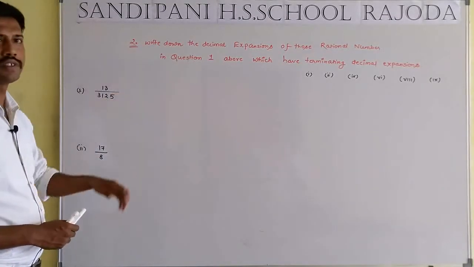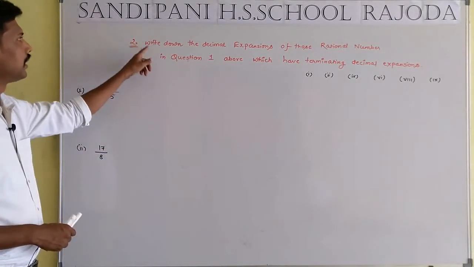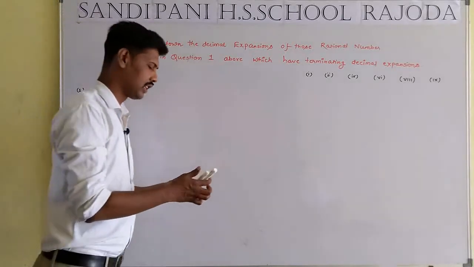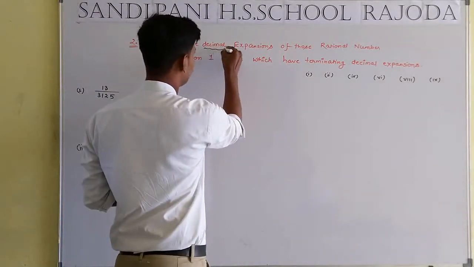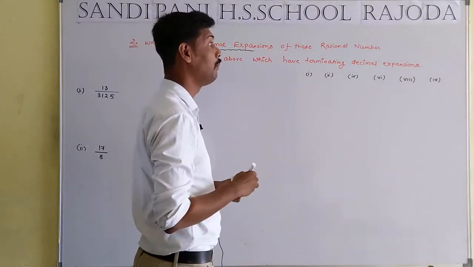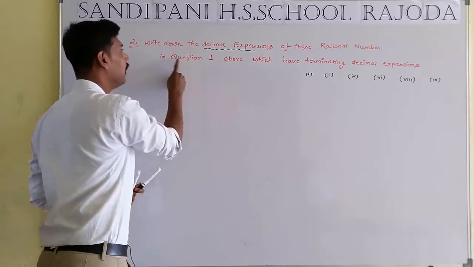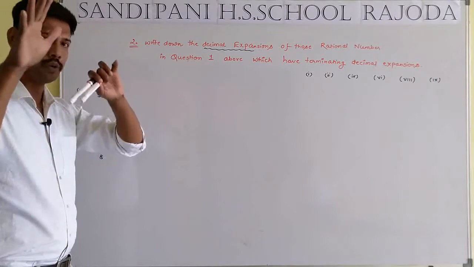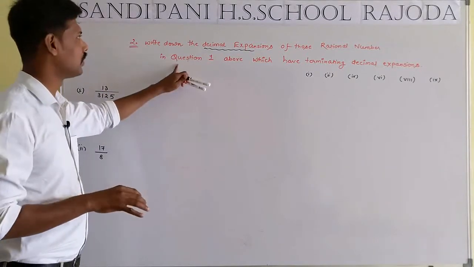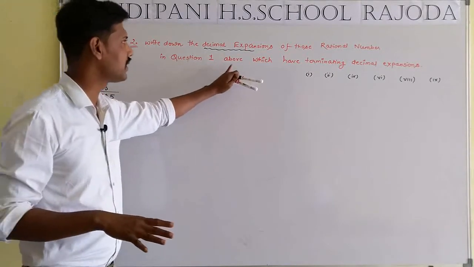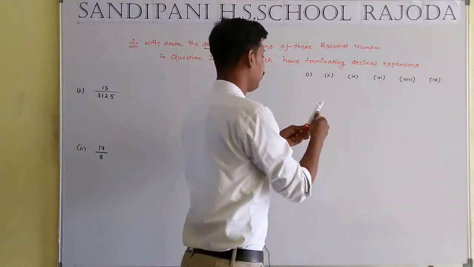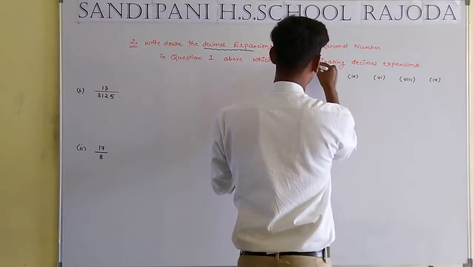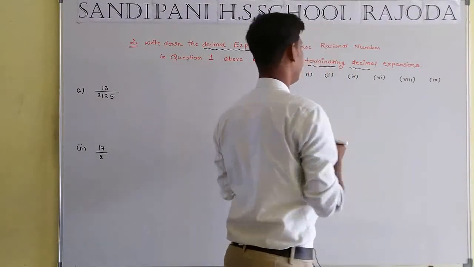Next question of the exercise, question number second. Write down the decimal expression. What is the demand of the question? Decimal expression of those rational numbers in question number first. That means last question number second is related to last question number first, which have terminating decimals. What is the proper demand of the question?